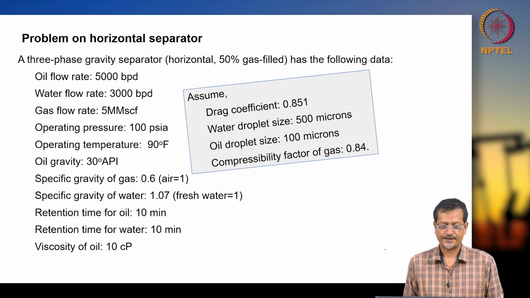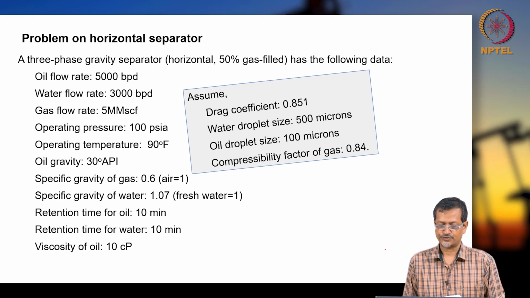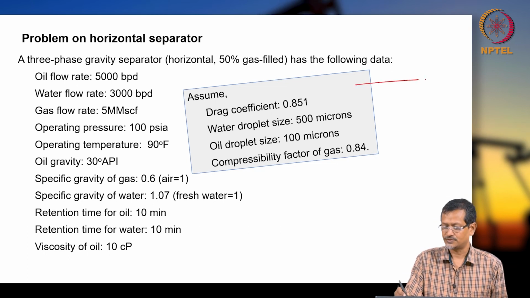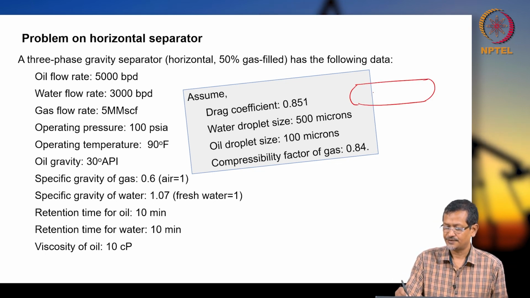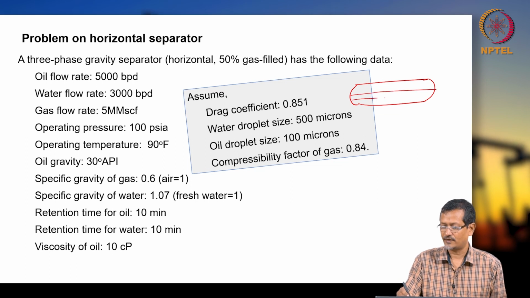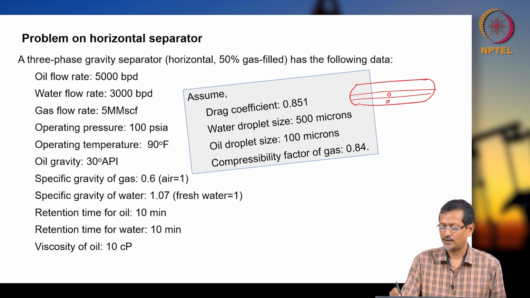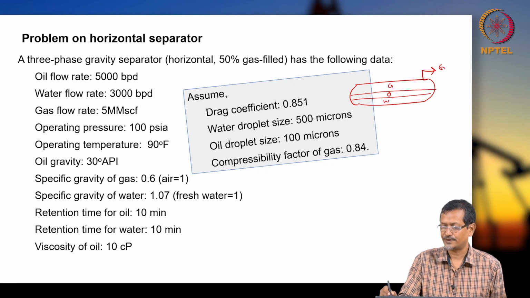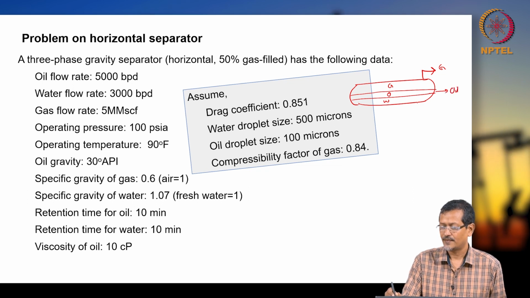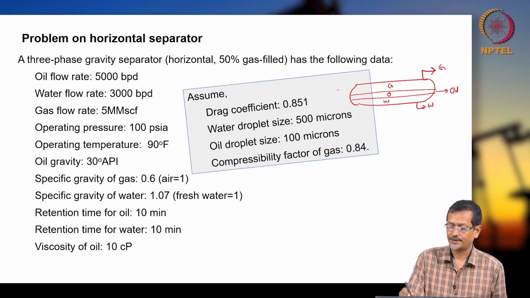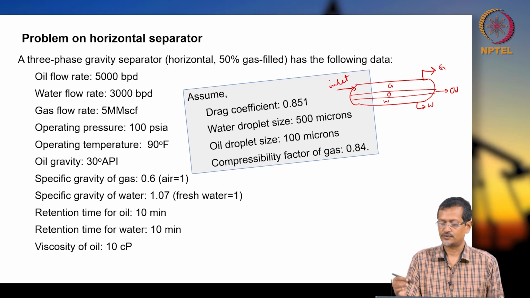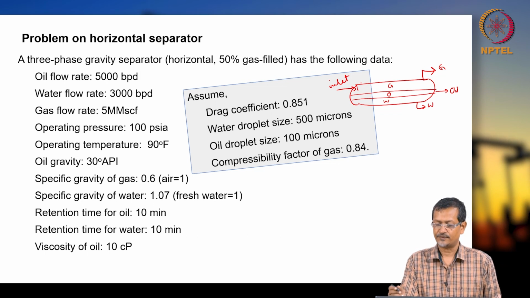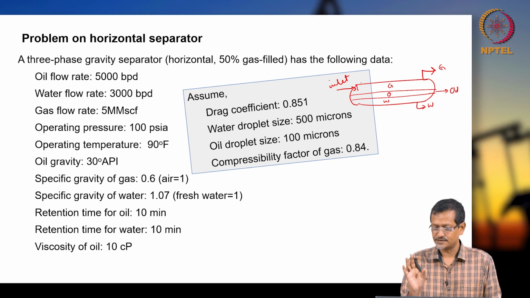A three-phase gravity separator, horizontal, we are assuming. Three phase means I will have an oil layer, and I will have a water layer also, and gas. Gas will be going out, and oil I have to take here, and water. The inlet will be here. I am not drawing any other specific equipment, for example a wave breaker or anything, so we are assuming there is nothing.